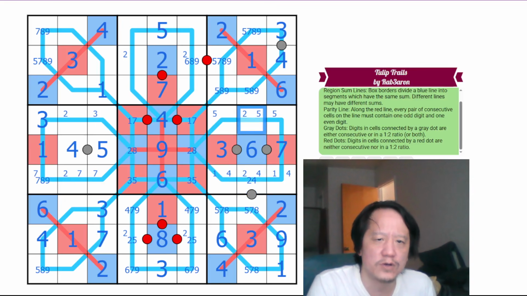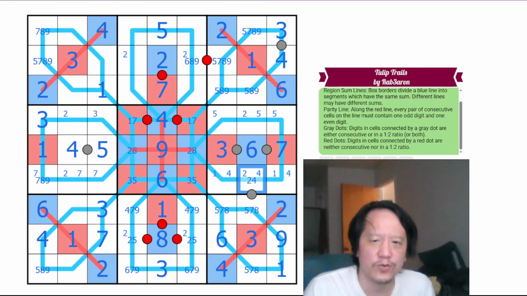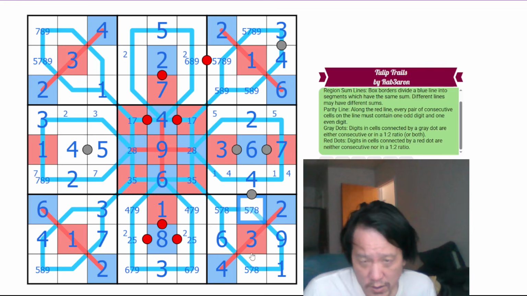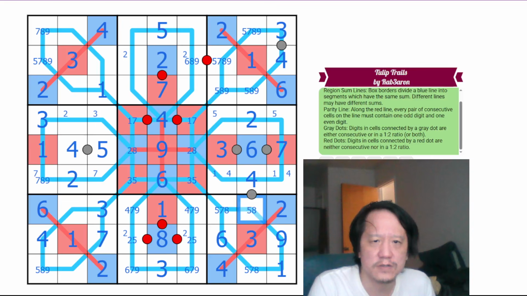It's 2 or 4. It actually has to be 4, I believe. That makes that 2 there. Means this can't be 2, so 2 is there. Four is in a relationship with 5 and 8.